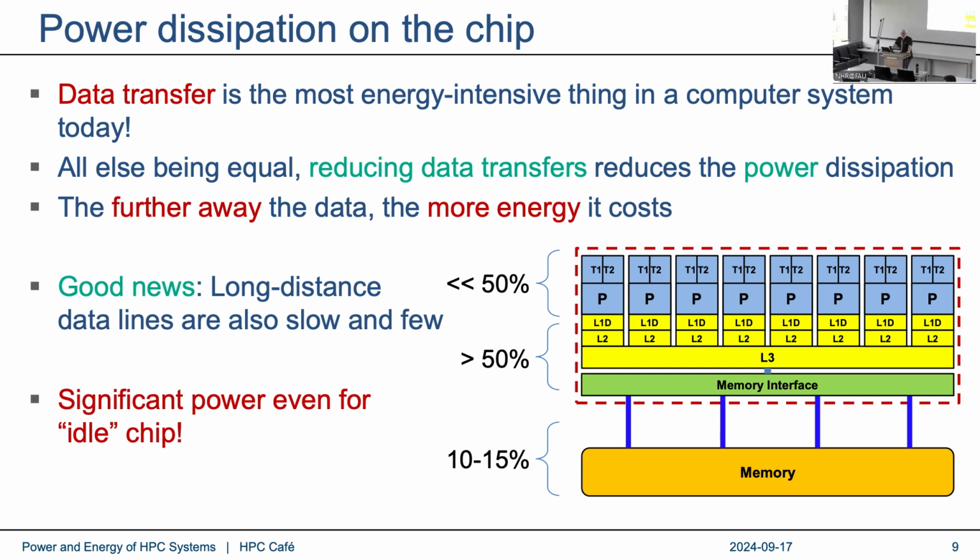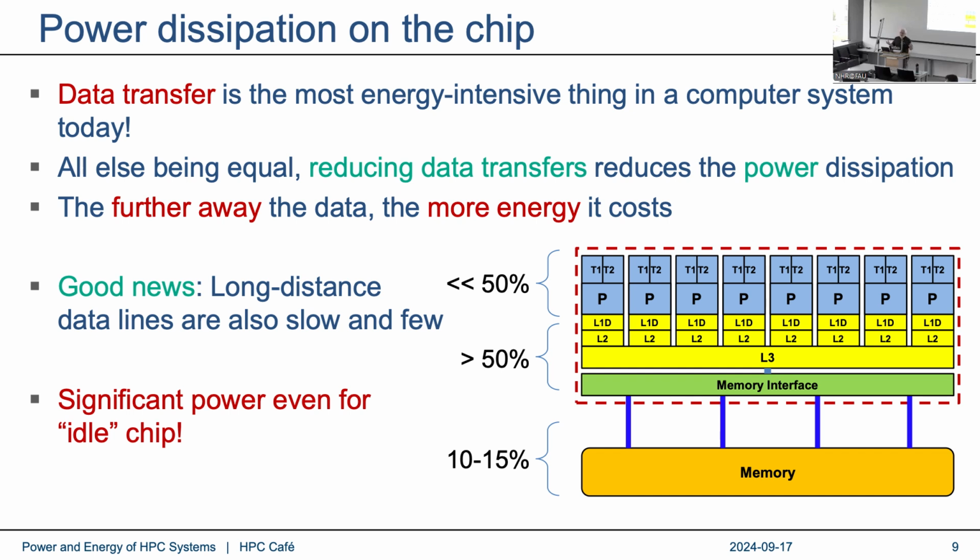If you transfer one element, 8 bytes of data, over some InfiniBand wire, that's an insane amount of energy compared to transferring the same amount of data from the cache to the registers of the CPU. That is true. However, the good news is long-distance data lines like networks cost a lot of energy per byte, but they also transfer very little data per second.